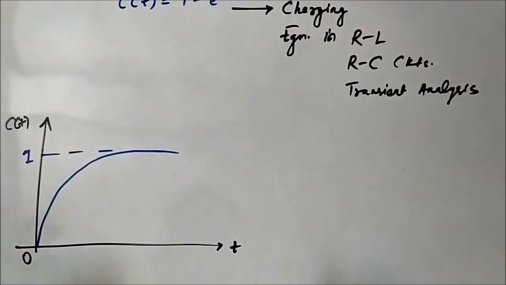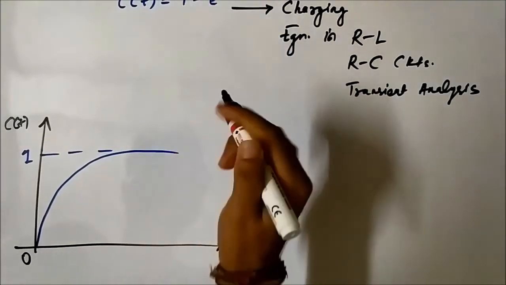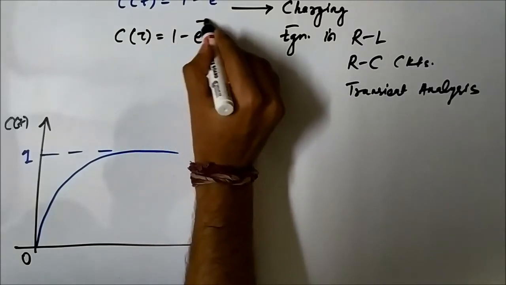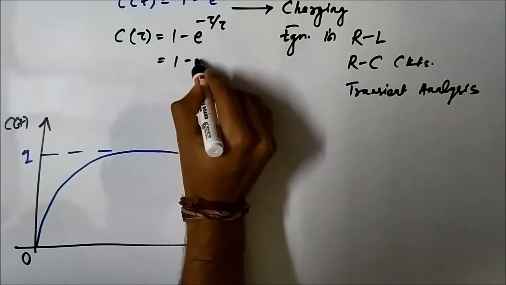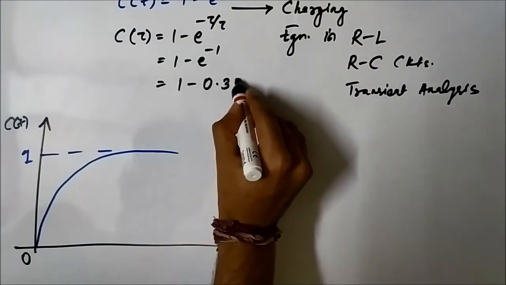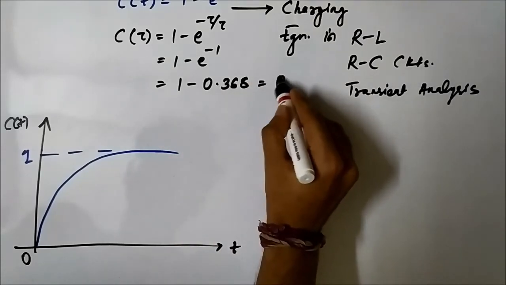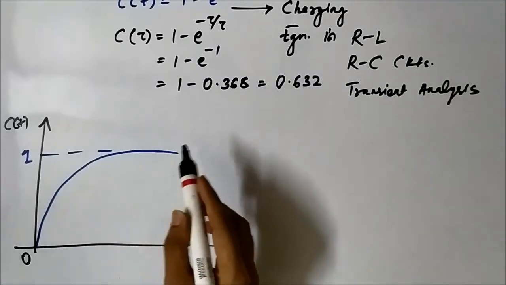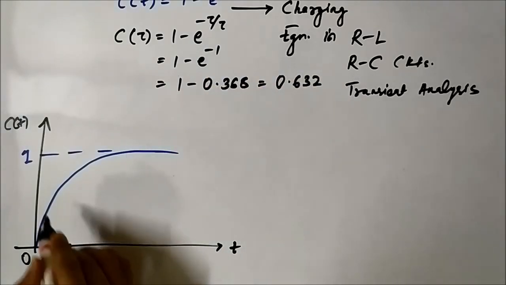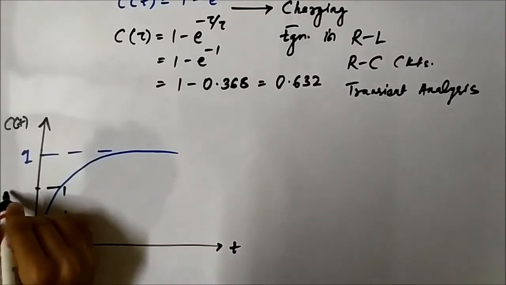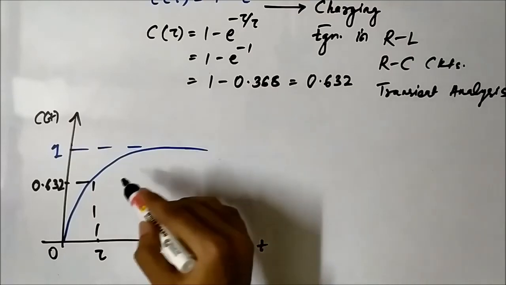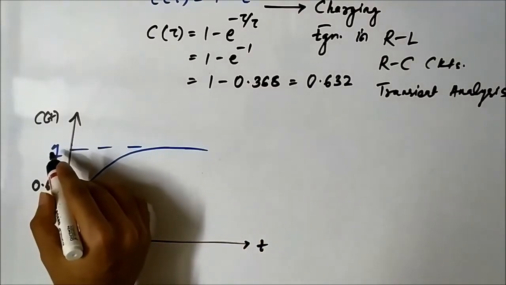Another interesting thing to notice here is what will happen at t equals tau. At t equals tau, it will be 1 minus e to the power minus tau by tau, which is equal to 1 minus e to the power minus 1. So e to the power minus 1 is approximately 0.368, so it will be equal to 0.632. This is the time constant. So at tau the value will be 0.632, and at steady state the value will be 1.